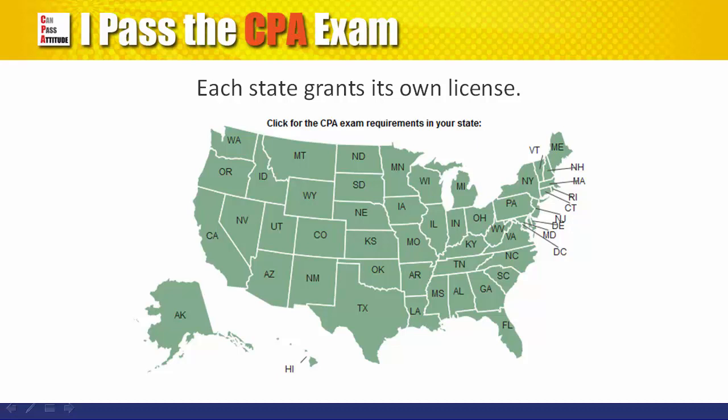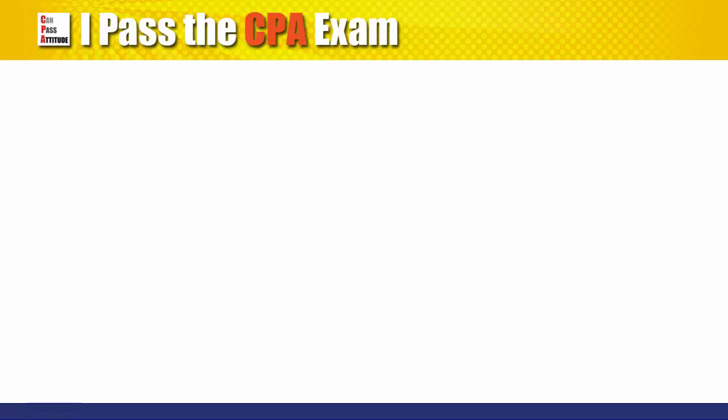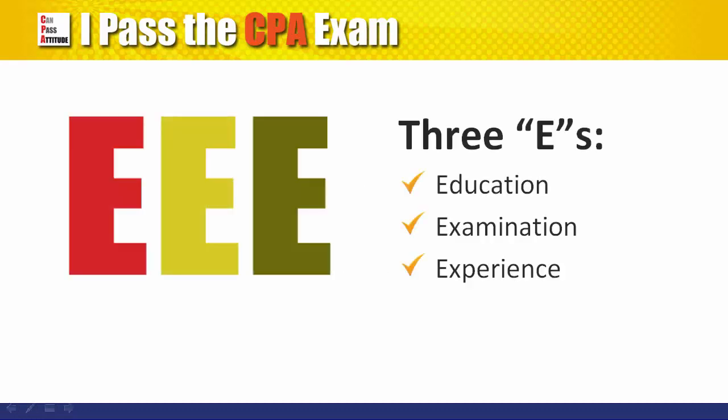Because of this historical reason, each state may have slightly different requirements to sit for the exam. The National Associations of the CPA and the State Boards, known as the AICPA and NASBA, have worked hard towards a uniform CPA exam and licensing requirements known as the 3 E's, that is, education, exam, and experience.